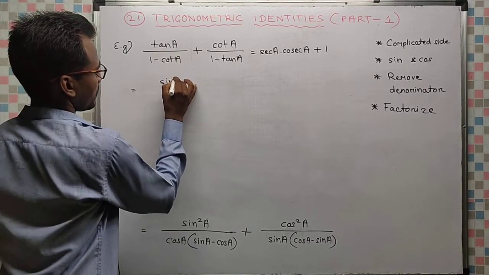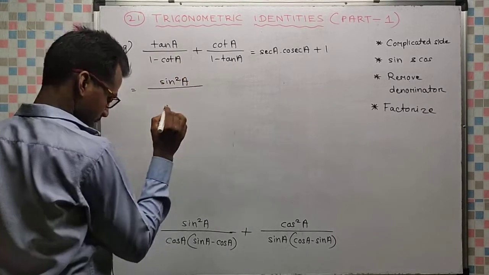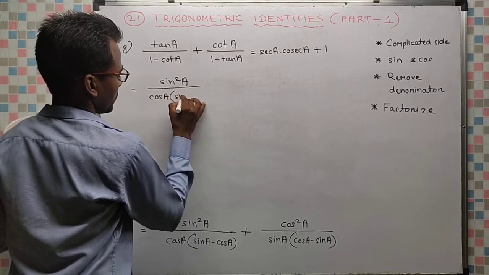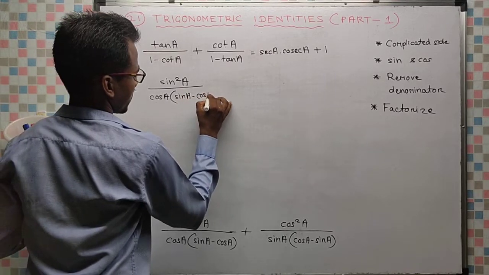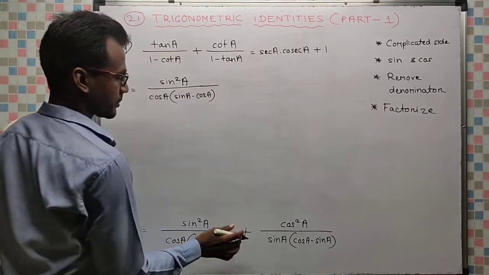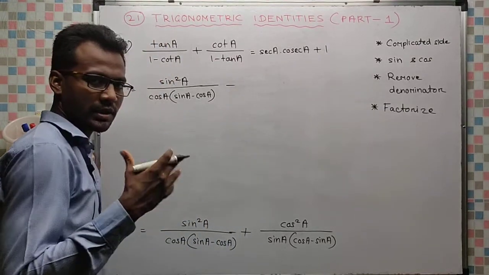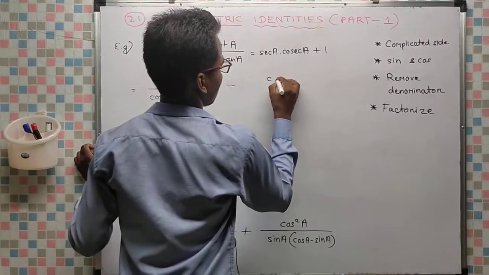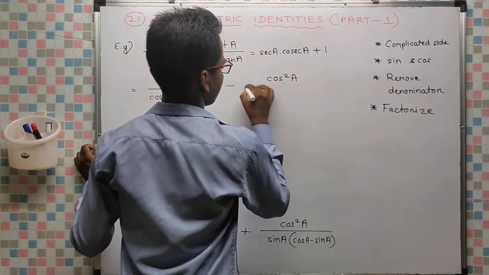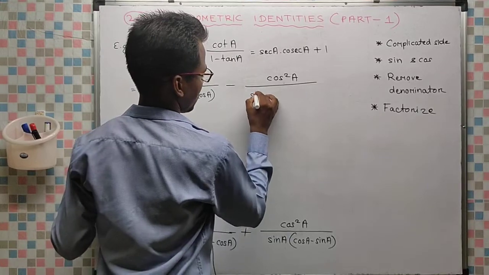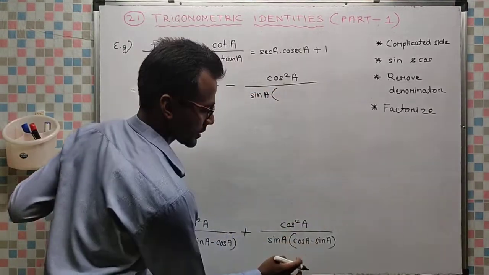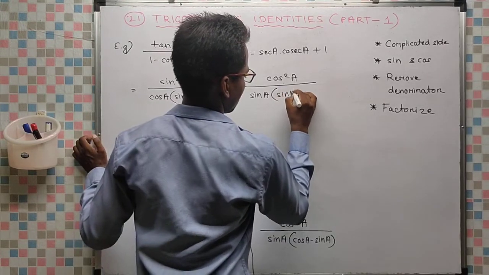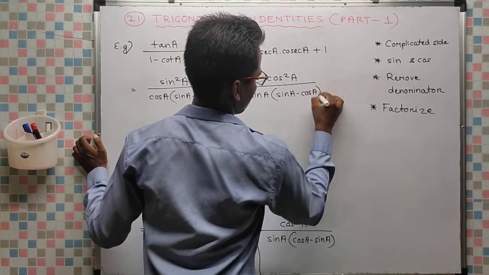So sin square a by cos a whole into sin a minus cos a, change this plus to minus. Because we want a simplified denominator so that it will be easier to take LCM. Cos square a by sin a as it is, this cos a minus sin a will become sin a minus cos a. Ready?